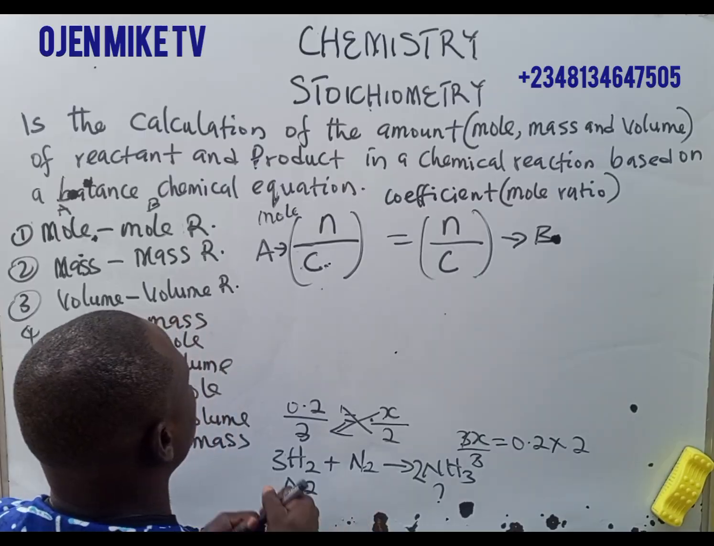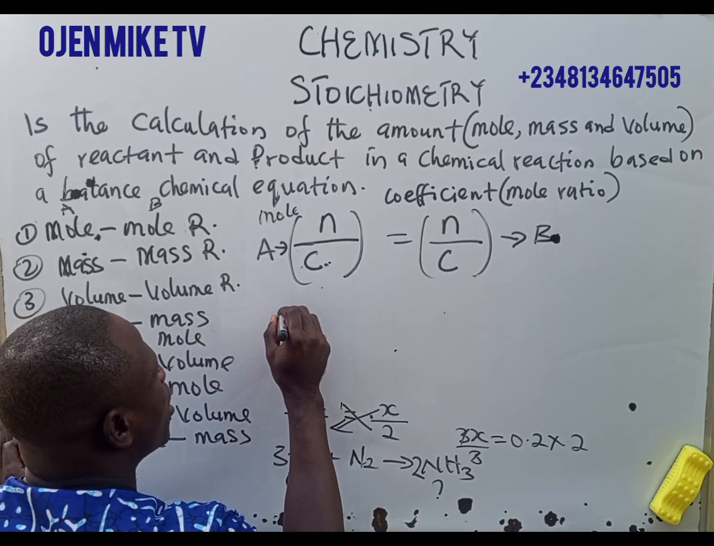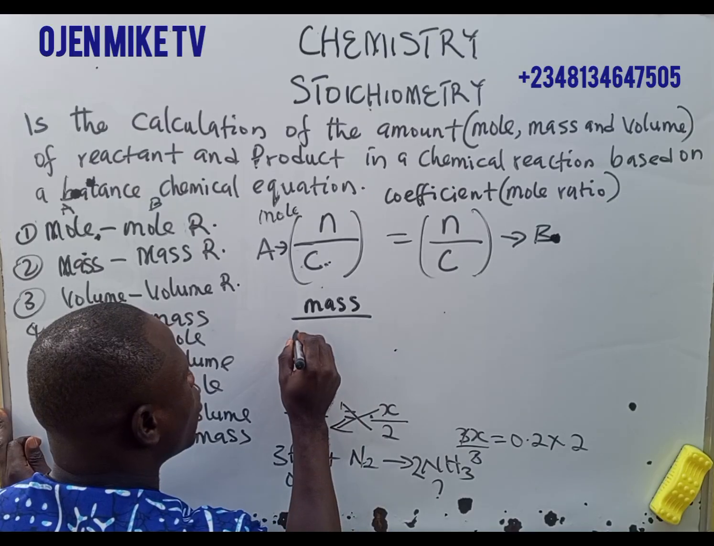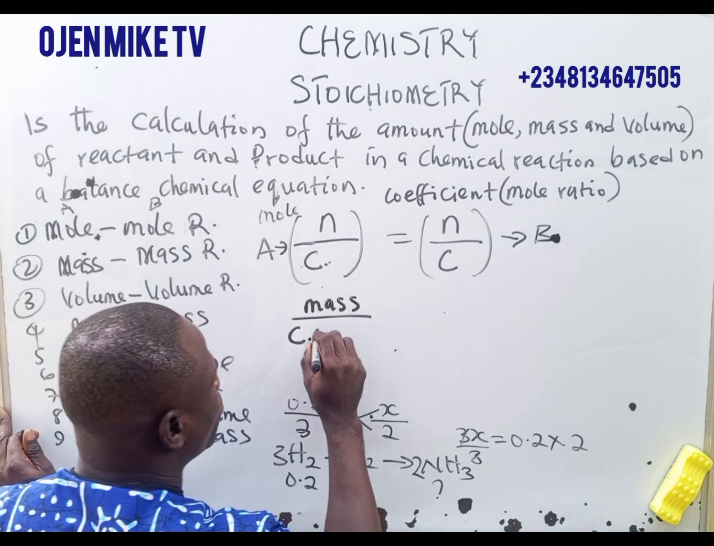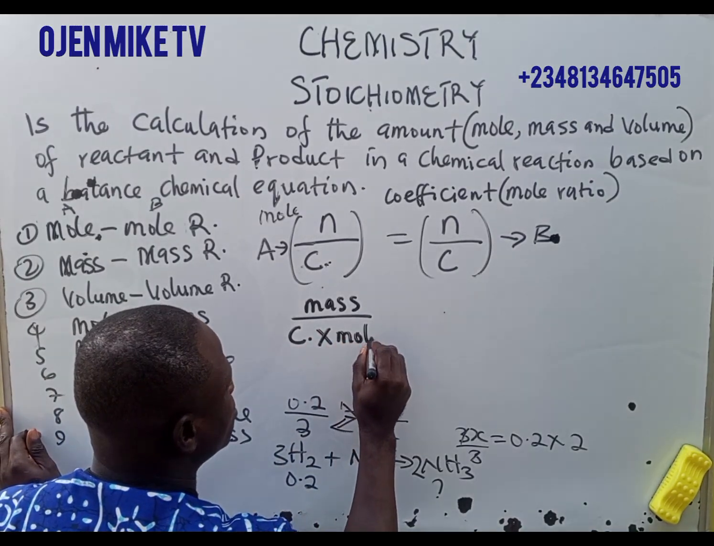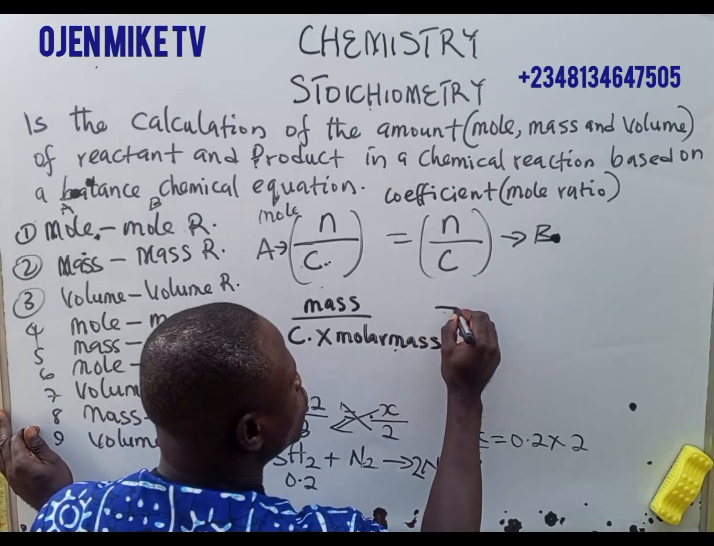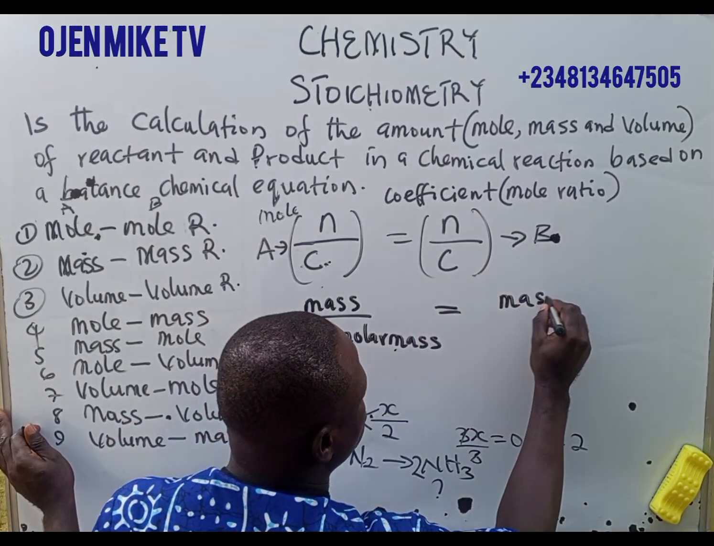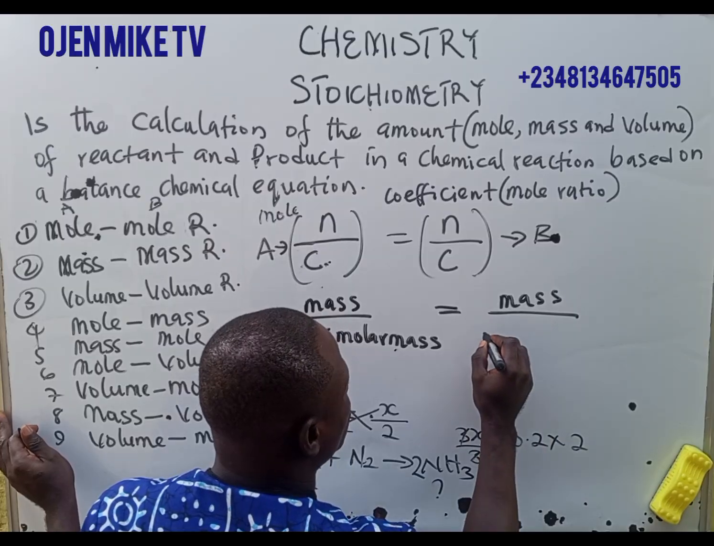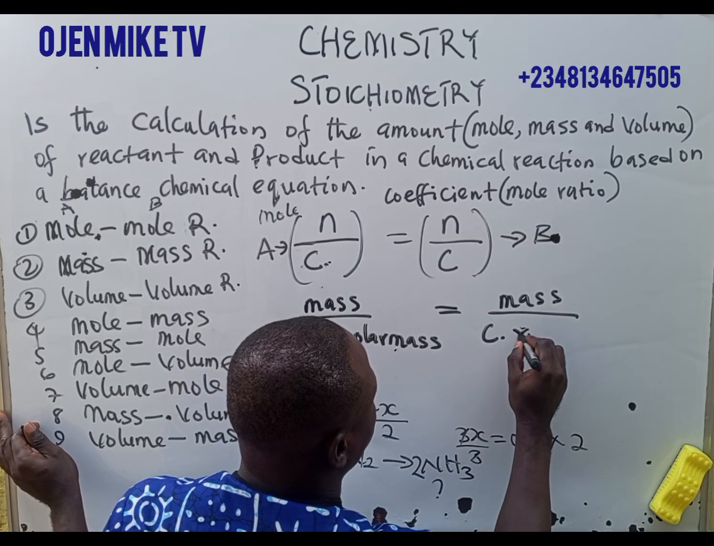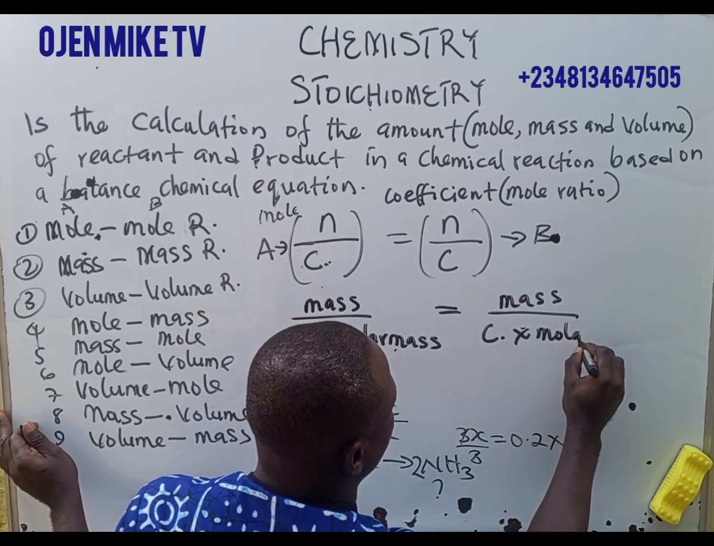This is for mole. Now, for mass, we say mass over coefficient multiplied by molar mass. Molar mass is equal to mass over coefficient multiplied by molar mass.